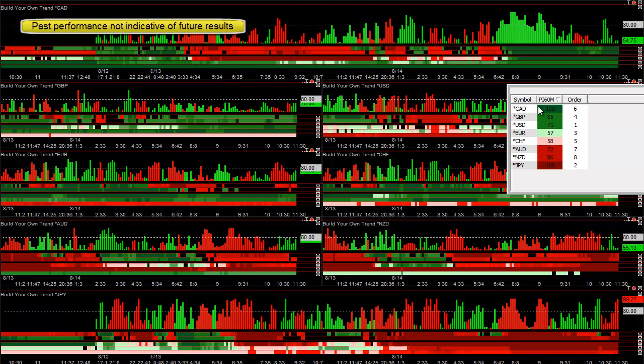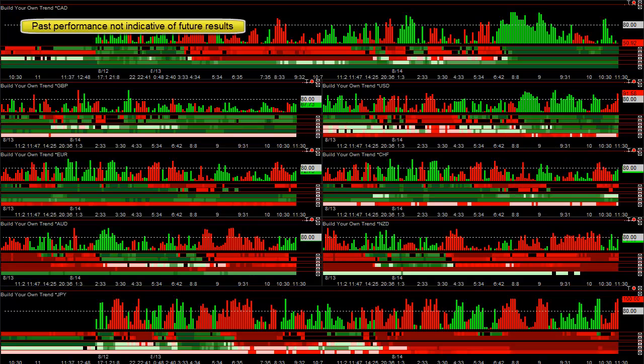This shows you the CAD, pound, and dollar are the strongest hourly trends. The weakest ones are the yen, New Zealand, Australian. And the real-time trend strengths are on the top. Underneath that we have 15-minute trend, hourly, daily, weekly, monthly. Obviously, the more time frame trends that are up, the better and the more likely your trend is to continue.